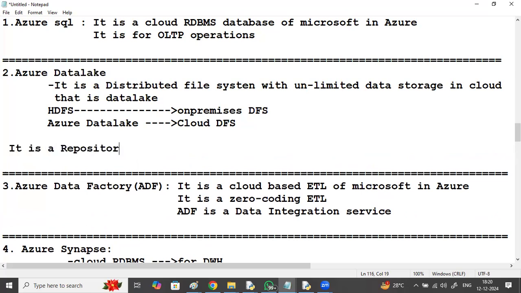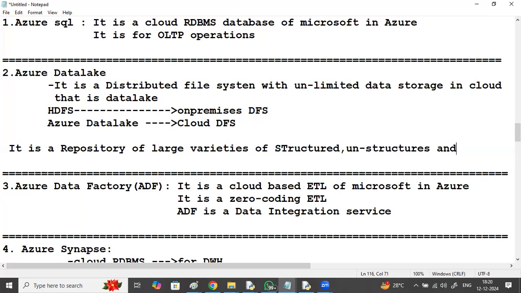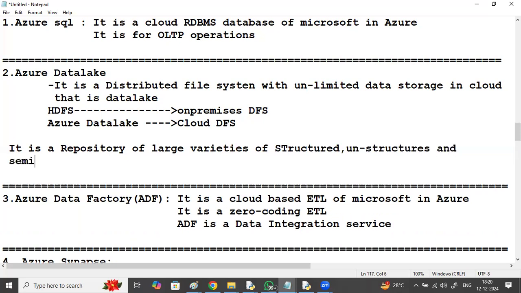It is a repository where you can store large varieties of structured, unstructured, and semi-structured data.